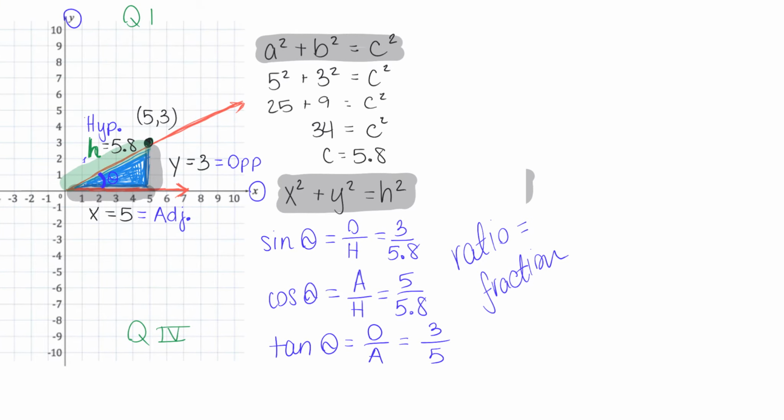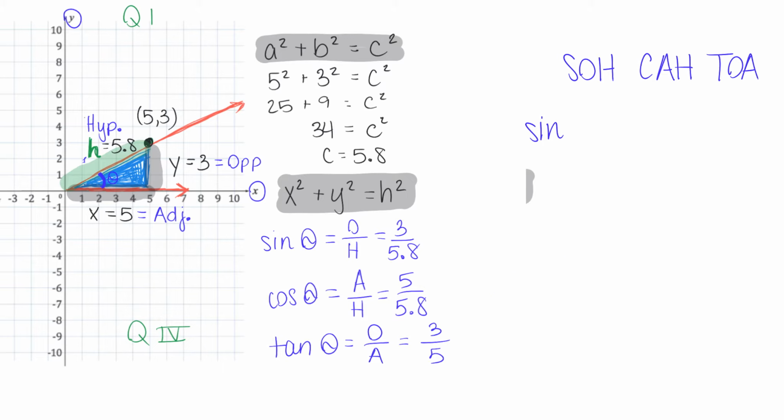We know SOHCAHTOA. We know that that means sine. Okay, we know that typically the sine of theta equals opposite over hypotenuse. But let's come back over here. Let's write that in graphing terms. Opposite on a graph is y. And we're going to hold off on hypotenuse for a second.